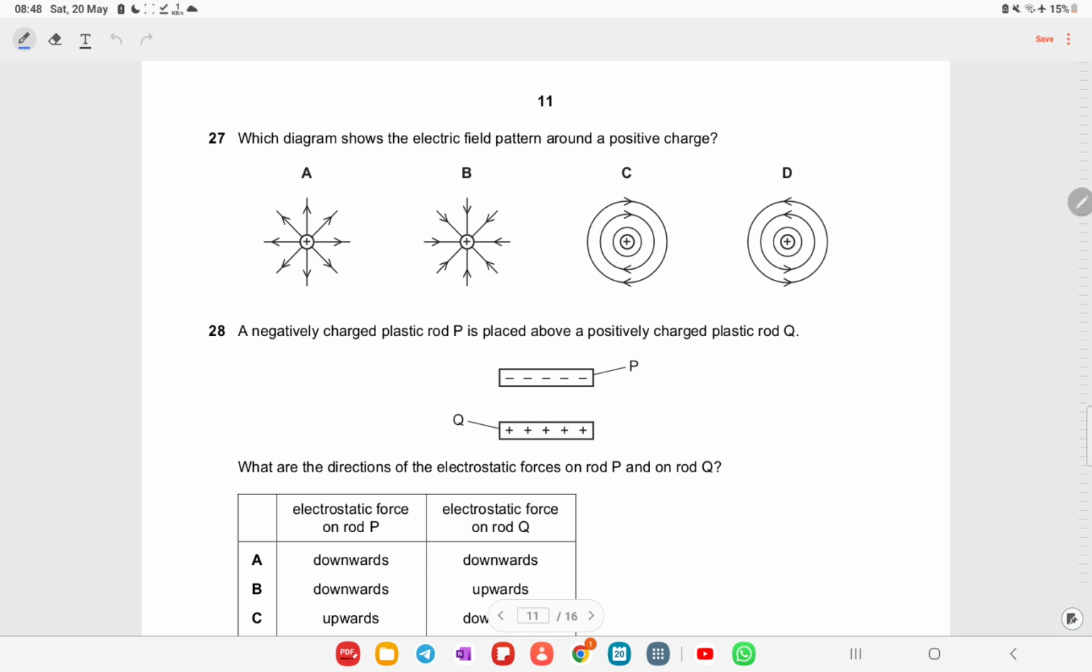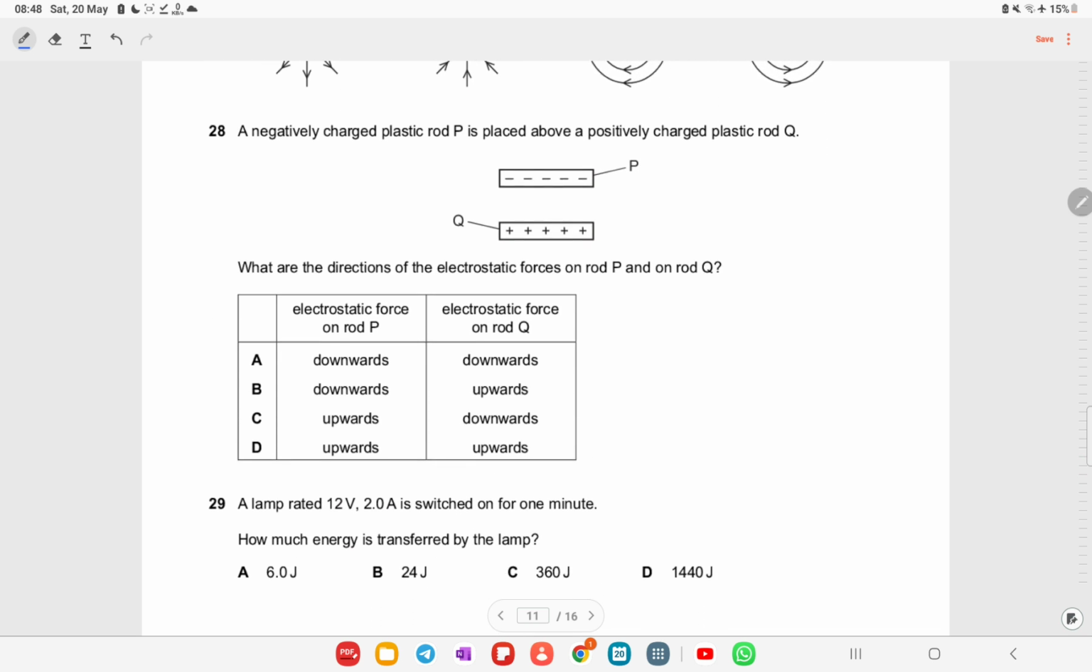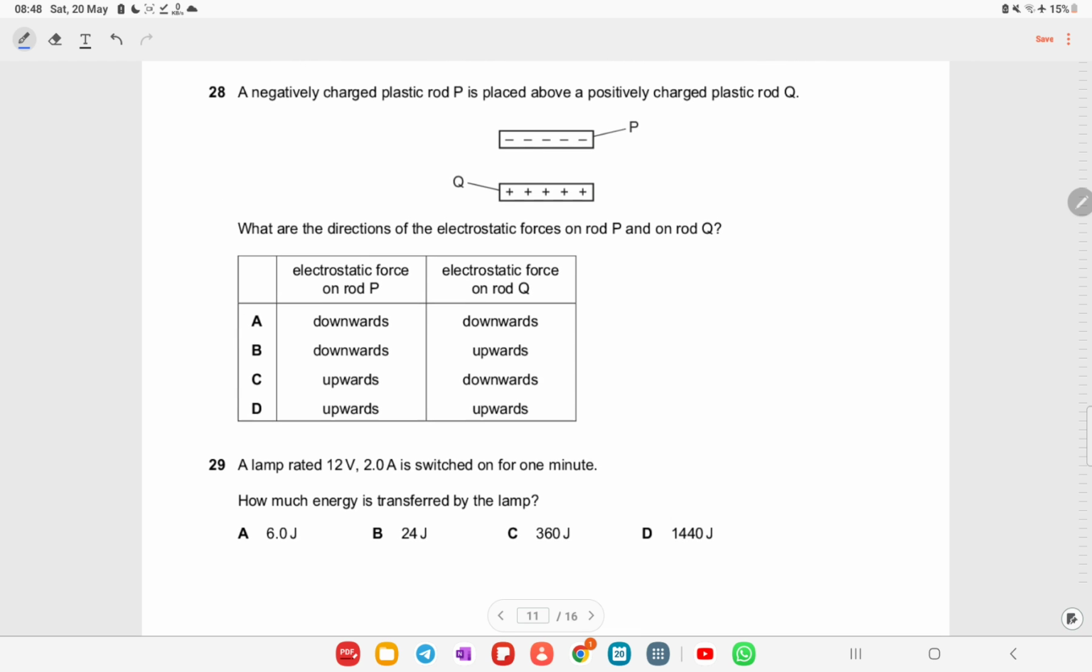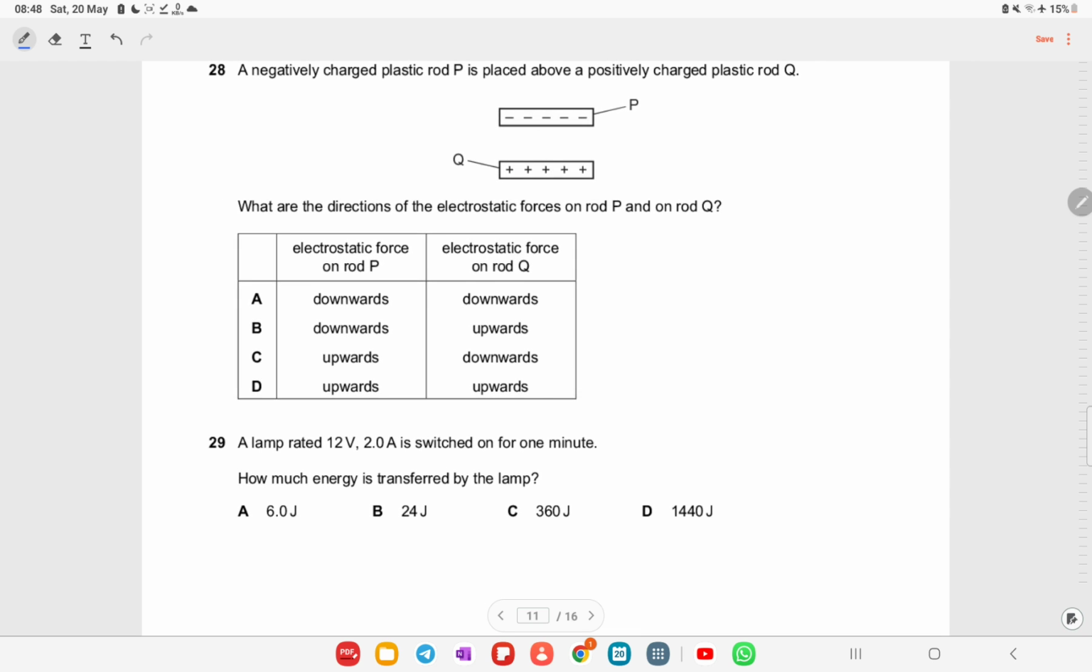Okay, moving to the next question. Which diagram shows the electric field pattern around a positive charge? Around a positive charge, the lines will be coming out of it. So you have to memorize the pattern. This is going to be the right answer. A negatively charged plastic rod P is placed above the positively charged plastic rod Q. What is the direction of electrostatic force on rod P and on rod Q? On P it's going to be downwards, and on Q it's going to be upwards.